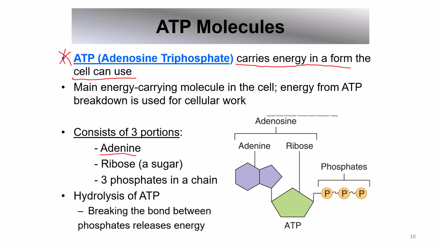ATP has an adenine part, ribose sugar, and 3 phosphates. If we look at this picture here, we can see the adenine, ribose sugar, and 3 phosphate groups. It's these linkages between the phosphates that we're going to see the energy come out. Here, when the cells use ATP to do different kinds of work, they're hydrolyzing the ATP. Know what this means. Hydrolysis of ATP just means breaking the bond between phosphates releases energy.